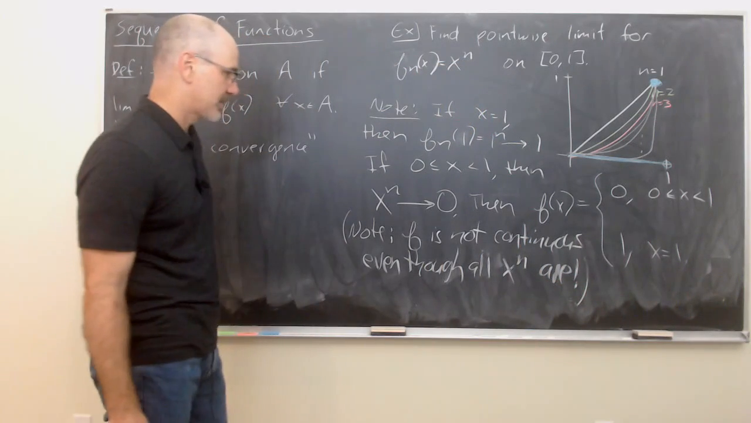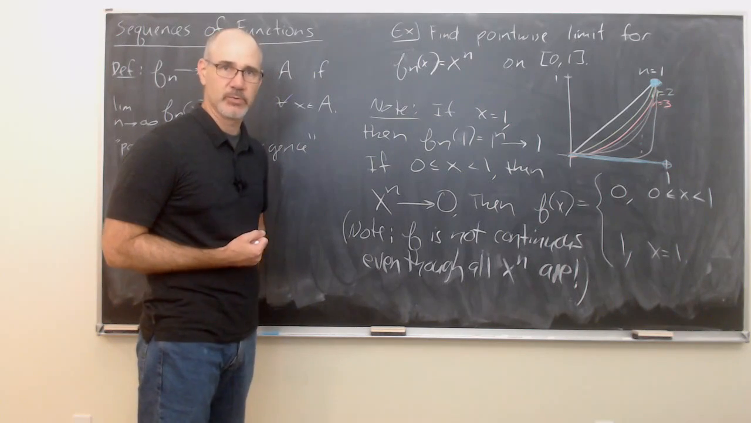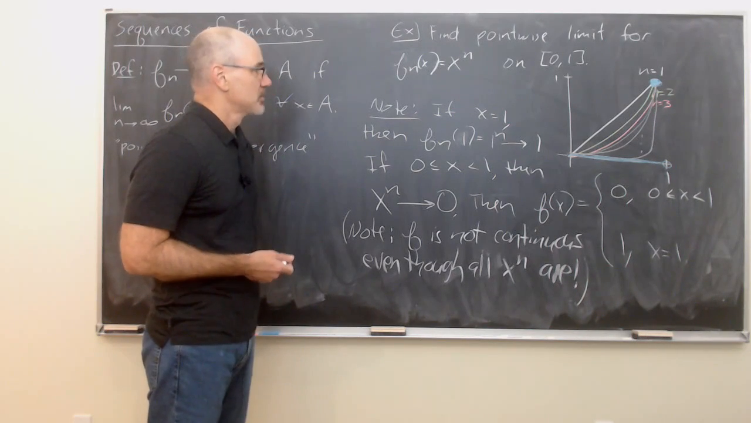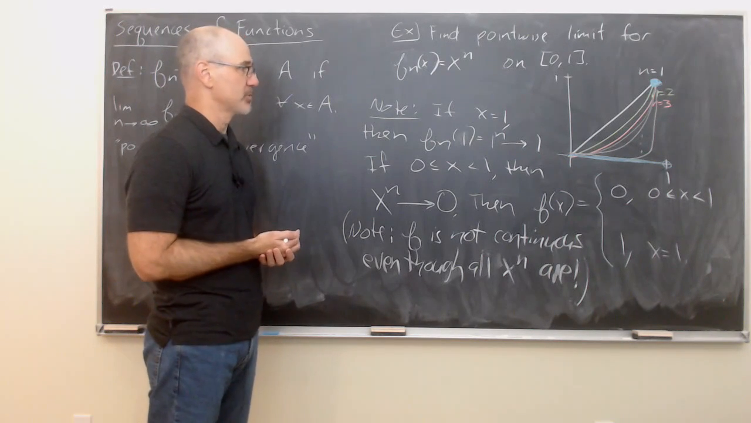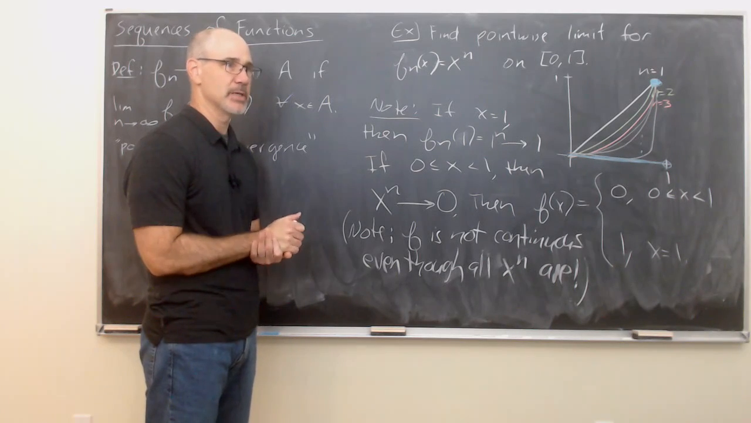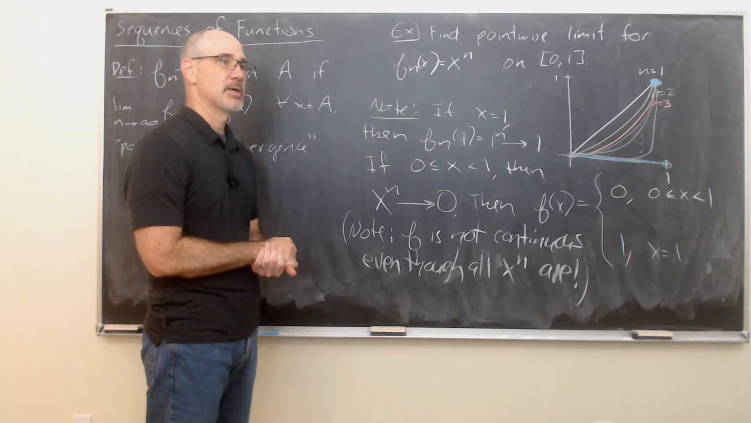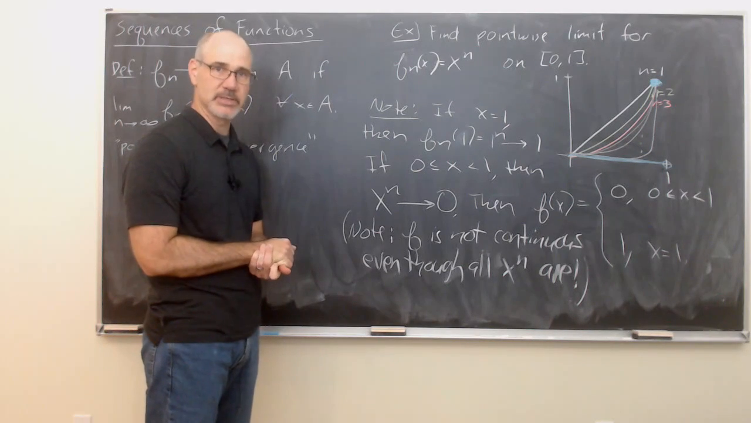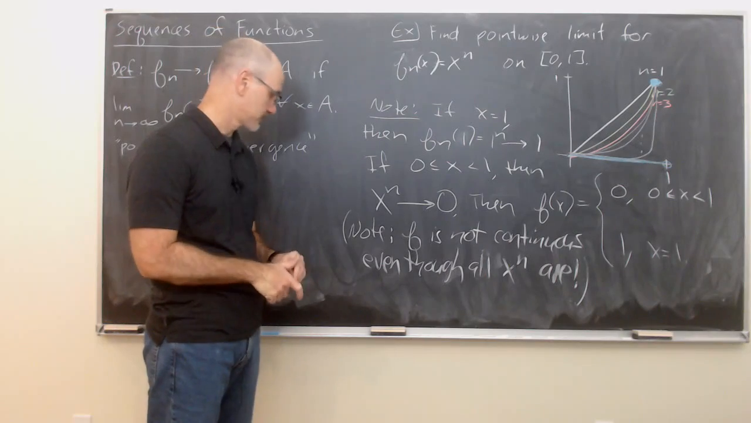So this is kind of pointing out a need for something that's a little stronger than pointwise convergence. So we're going to define next a notion of uniform convergence, which is stronger than pointwise, and which has the really nice feature that if you have a sequence of continuous functions and they converge uniformly to another, then the resulting function has to be continuous. So that's next.